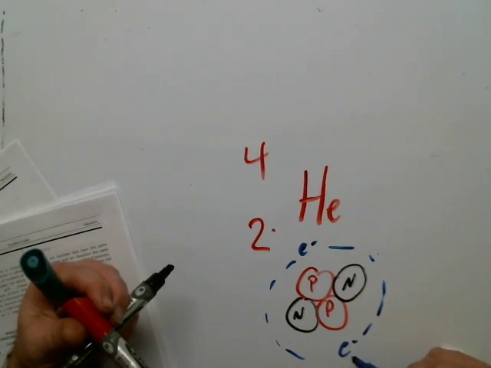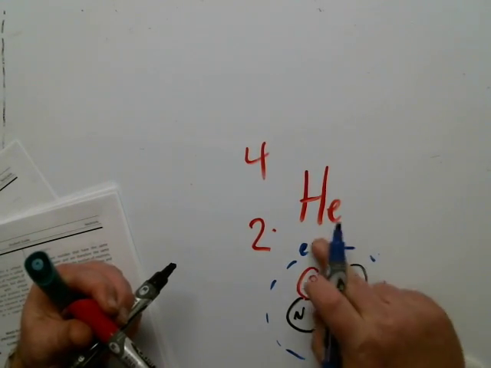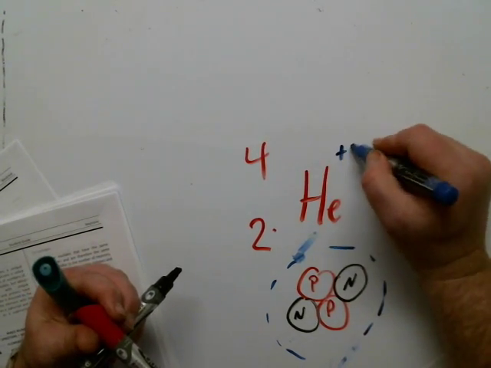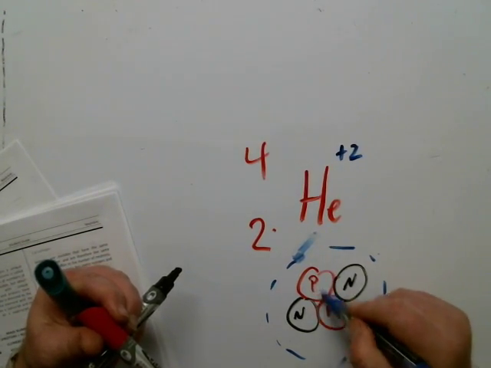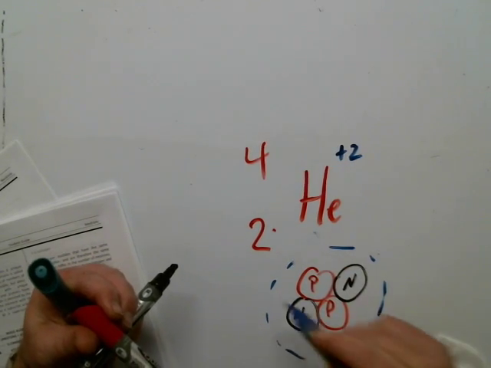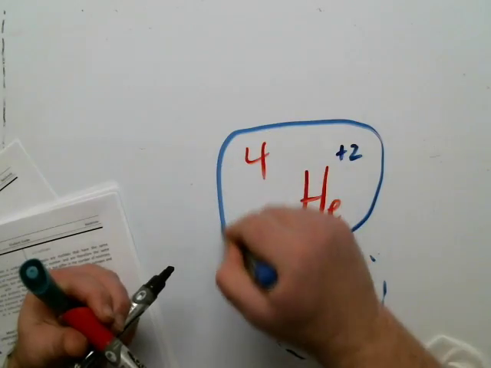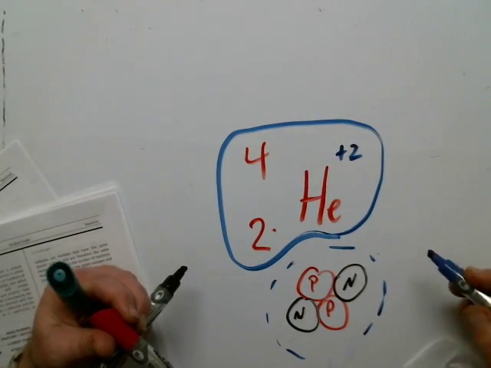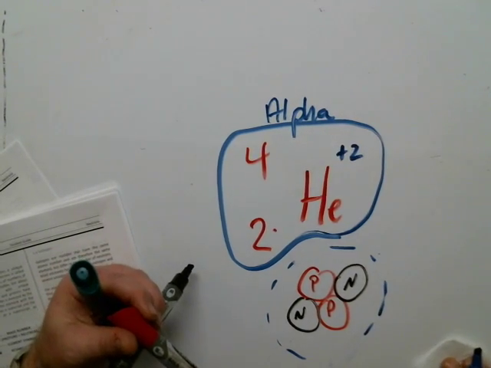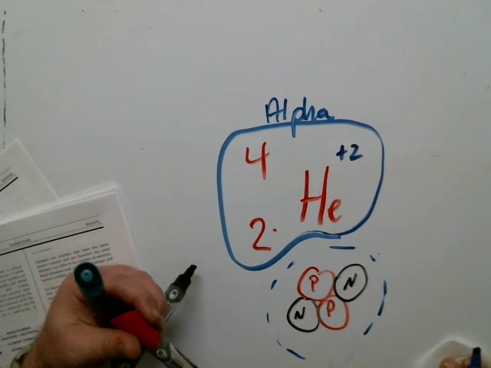If it didn't, if it was missing 1 or 2, let's say, this thing would be helium, but would have a +2 charge because it's got the 2 protons, but it's missing its orbital electrons. This too is going to be something interesting in the future. That right there is called an alpha particle. An alpha particle is just a helium nucleus missing its surrounding electrons.